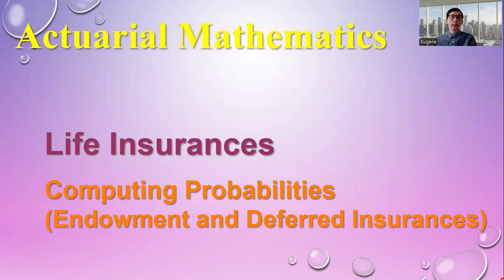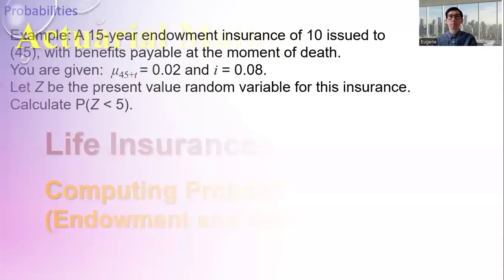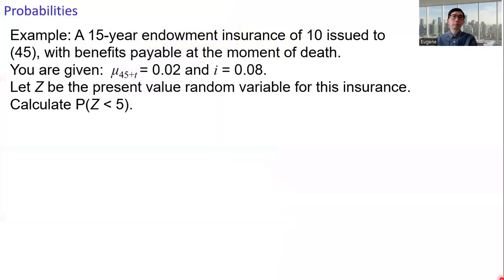Hello, everyone. In this video, we'll continue working with the probability problems. And here we work with the endowment and deferred insurance. The first example: a 15-year endowment insurance with death benefit 10 is issued to an individual at age 45. The benefit is payable at the moment of death.